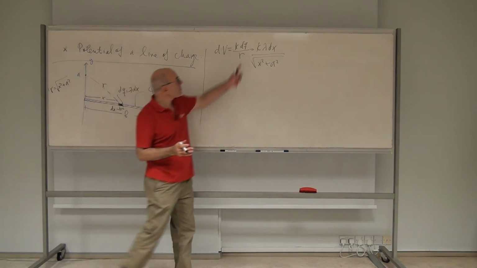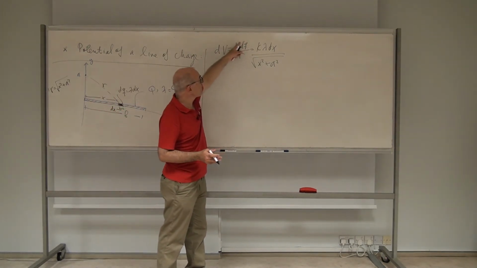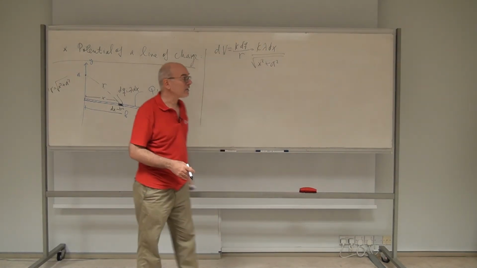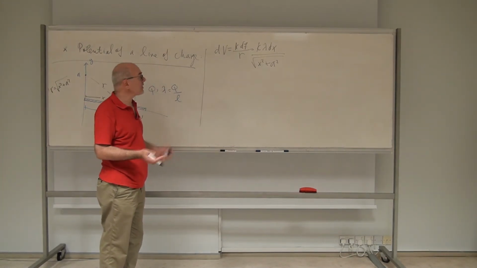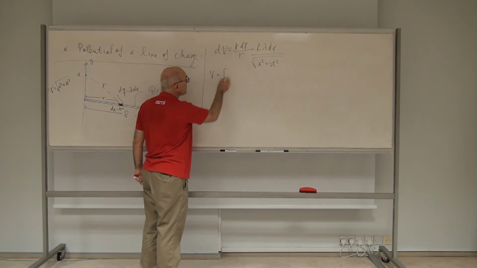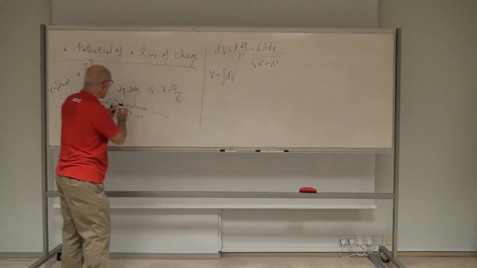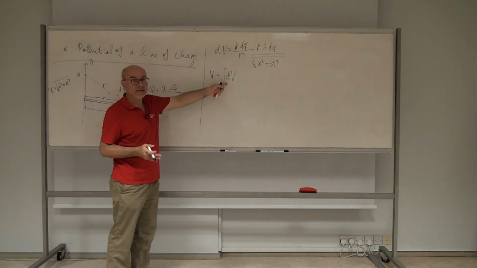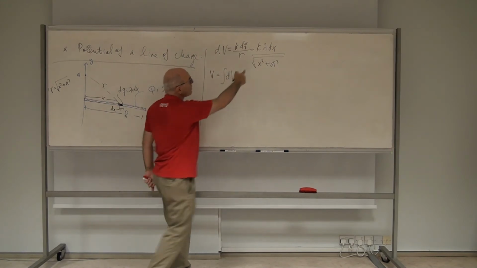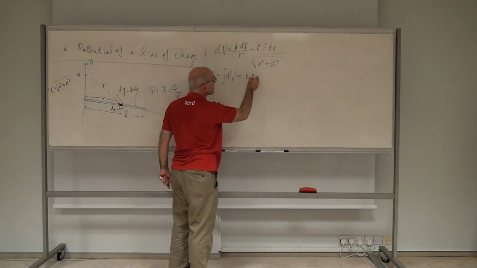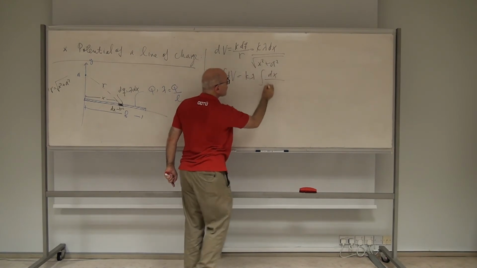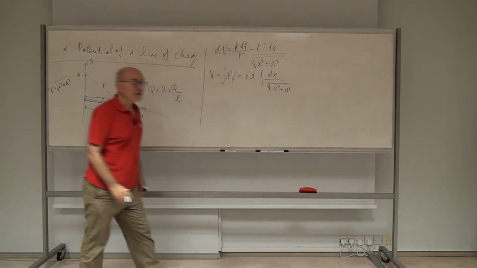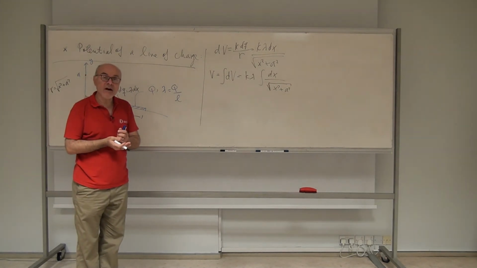Now once you write this down, as I always said, once you express dq in terms of the charge density, you get a hint of what your integration variable is. It seems that x is my integration variable. The second thing, V is just the integral of dV. You add up all the contributions from all dq's, which means you integrate over dV. And you can see that k and lambda are just constants, so the integral is dx over the square root of x squared plus a squared.